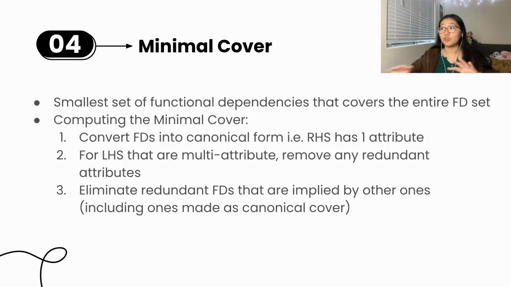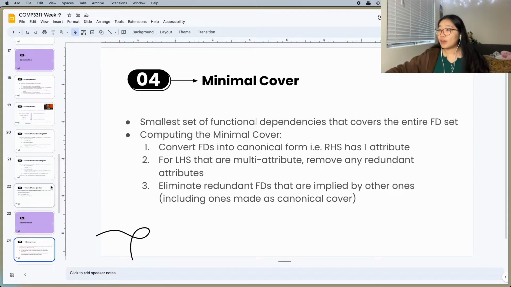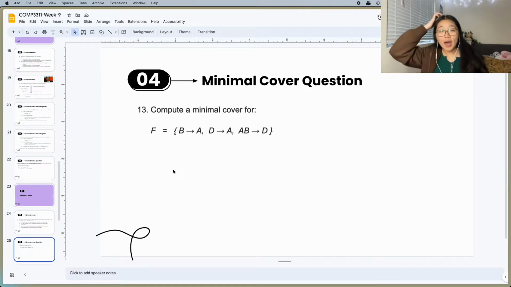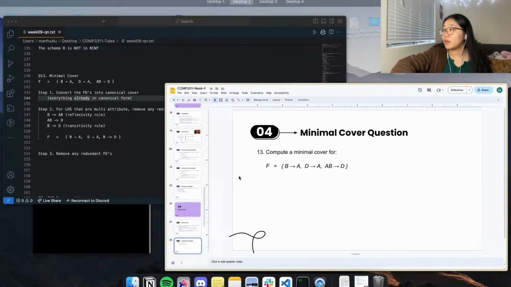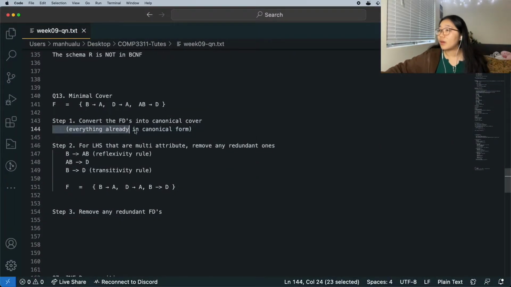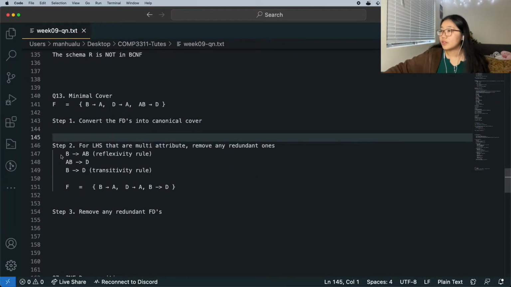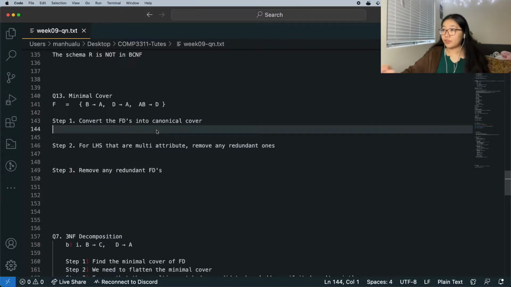And finally, you want to look at the whole functional dependency set and see if there are any that are already implied by other ones, for example using the transitivity inference rule. We're going to go through that. We're going to look at an example, going through question 13 of the tutorial questions. Okay, so let me head on over. I'll just remove this because I did get through that with the other class.